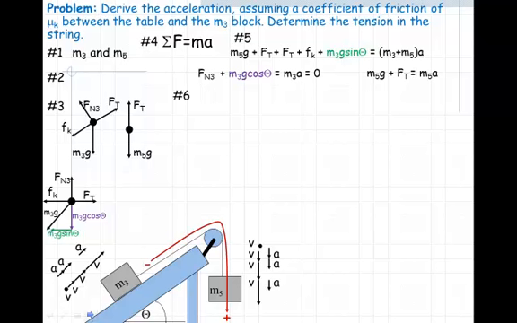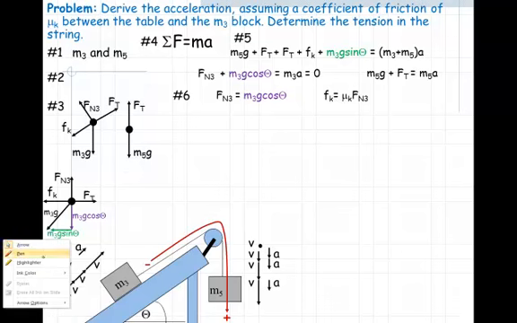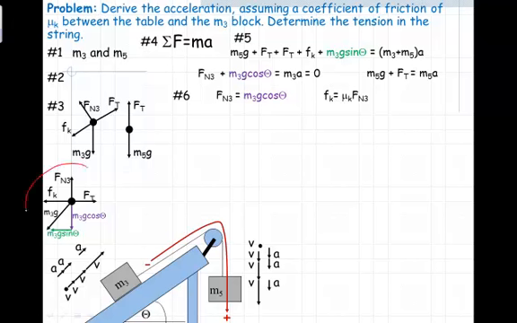Alright, now in step 6, we want to plug in our values and determine what forces are positive or negative. If we look at the vertical forces of M3, which comes from this equation, like we said earlier, the acceleration is going to be 0. So I know that the normal force, Fn3, according to this equation, is going to equal m3 g cosine theta. Now you might be concerned about the negative sign for that equation, but let's worry about that a little later.